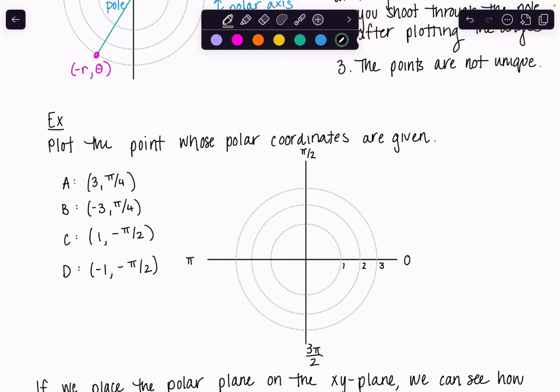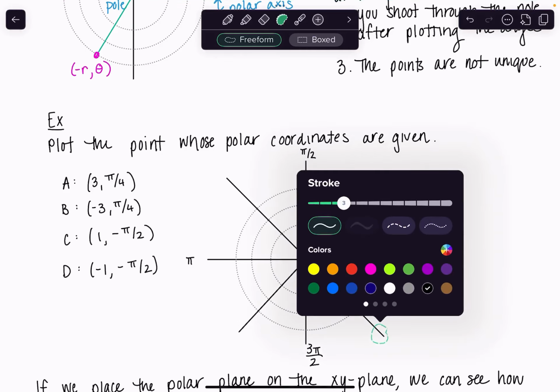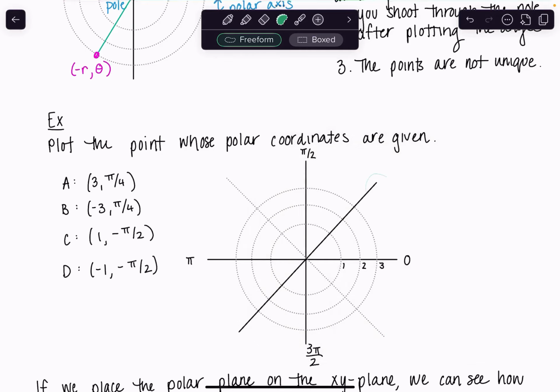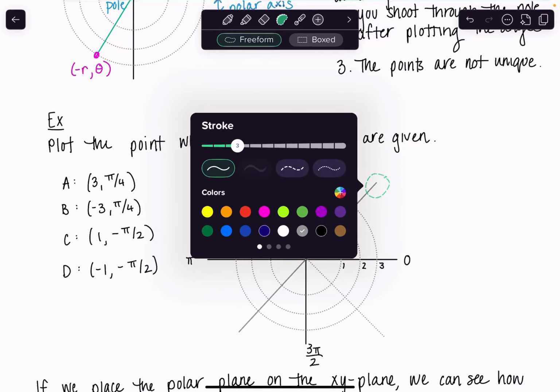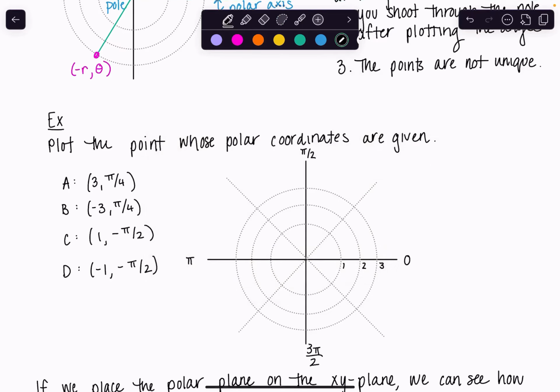You can plot intermittent ones as well, so you can plot your 30, 60, 90 if you want. I'm going to go ahead and plot 45-degree angles as well. And I'm going to go ahead and turn these into dotted lines to just make them match. So this angle here would be pi over 4. This would be 3 pi over 4, 5 pi over 4, and 7 pi over 4.